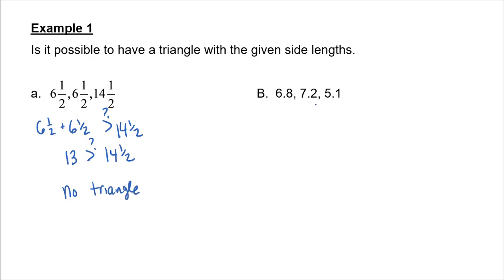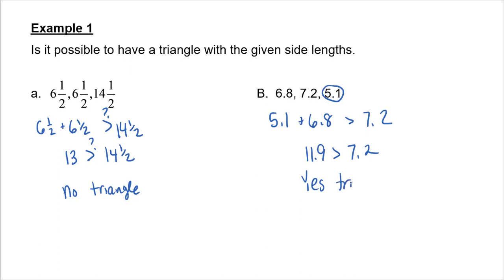Take your two smaller sides. So my two smaller sides are 5.1 plus 6.8. Is that greater than 7.2? 11.9 is greater than 7.2. So yes, they can form a triangle.